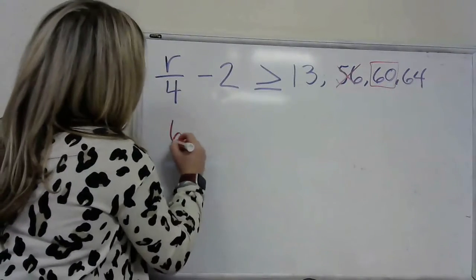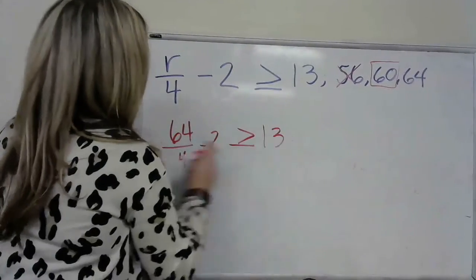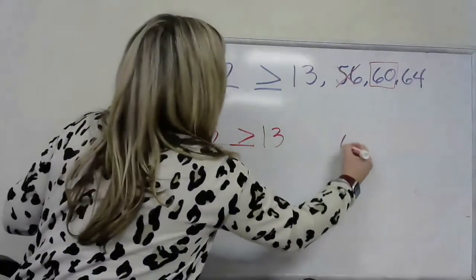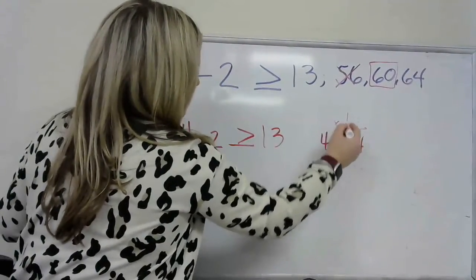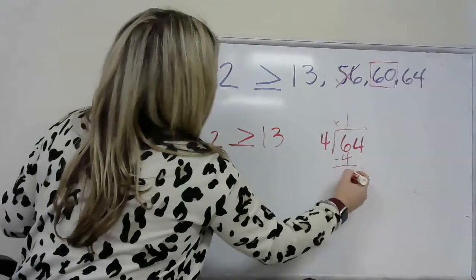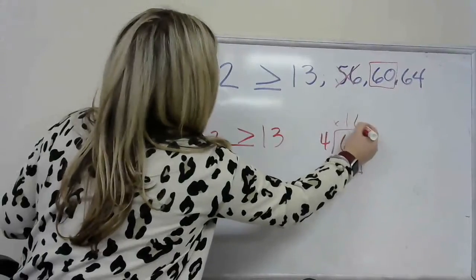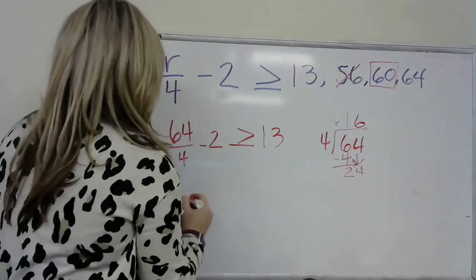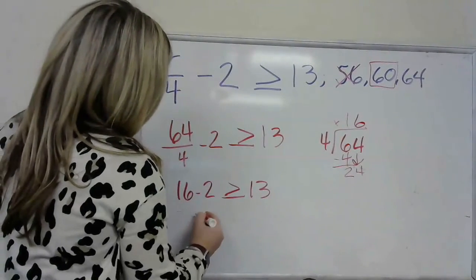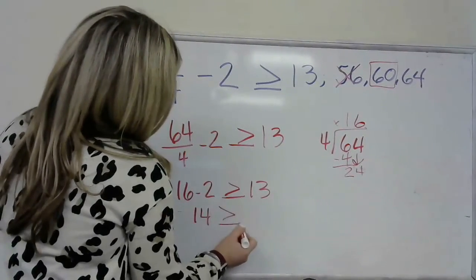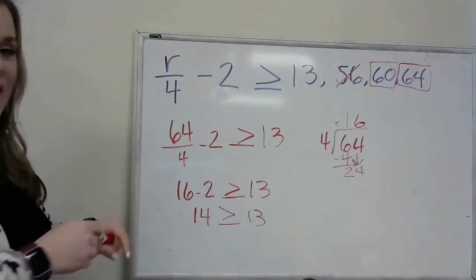All right, so we're going to do 64 divided by 4 minus 2 is greater than or equal to 13. So I'm going to come over to the side and T-bow the 64 divided by 4. 4 goes into 6 one time. 1 times 4 is 4. 6 minus 4 is 2. Bring down my 4. 4 goes into 24 6 times. Okay, so now we have 16 minus 2 is greater than or equal to 13. And 16 minus 2 is 14. And 14 is greater than or equal to 13. So 64 is also a solution.